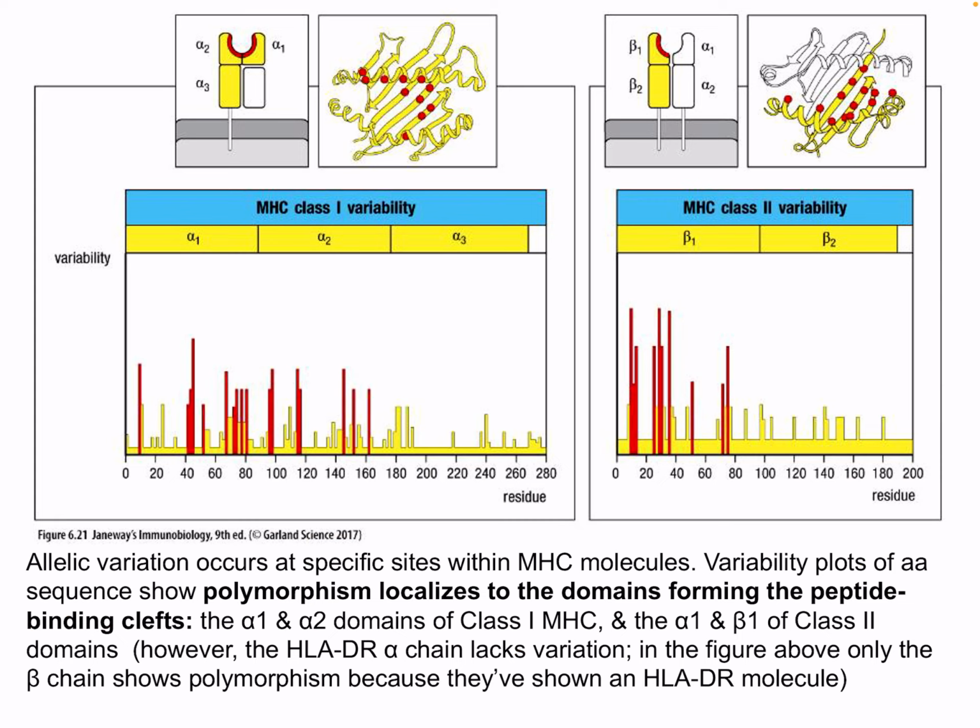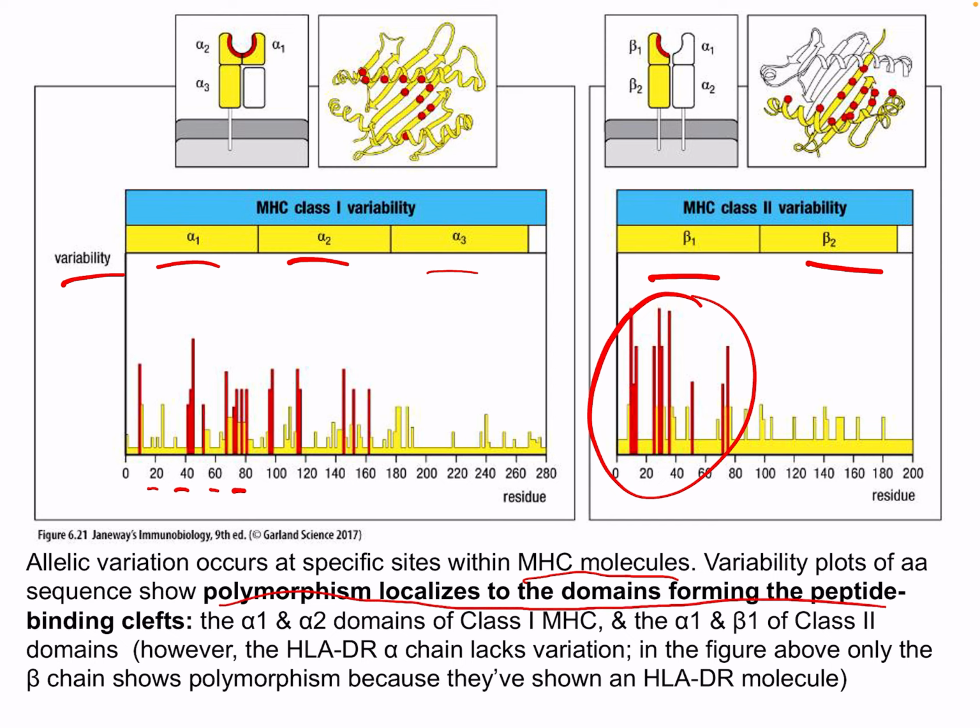Allelic variation occurs at specific sites within MHC molecules. Here we can see our variability plots between the different regions, our alpha 1, alpha 2, and alpha 3, and our beta 1 and beta 2. Here we can see the red variability. So you can see certain areas or residues are more polymorphic than the others. Variability plots of amino acid sequence show the polymorphism localizes to the domains forming the peptide binding clefts.